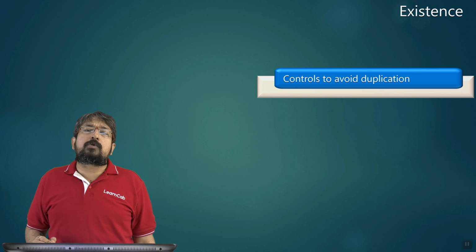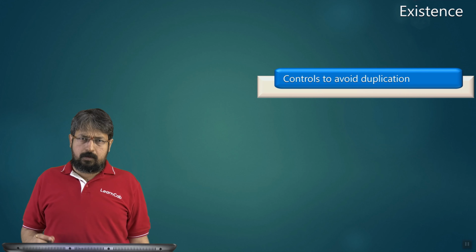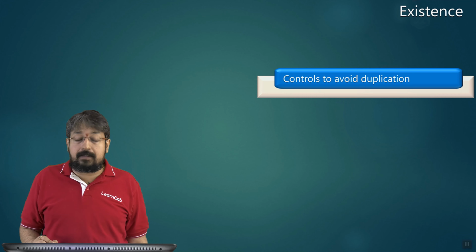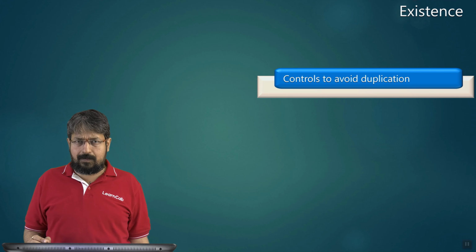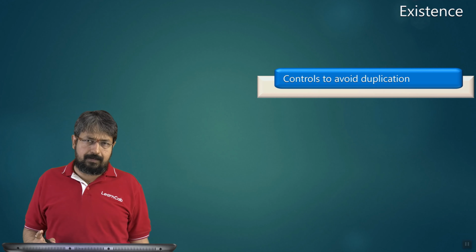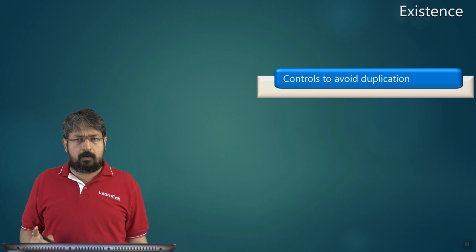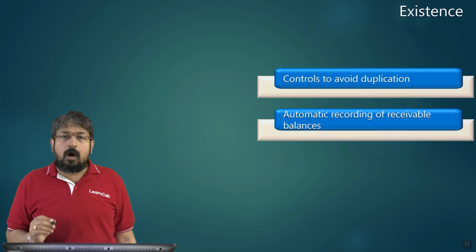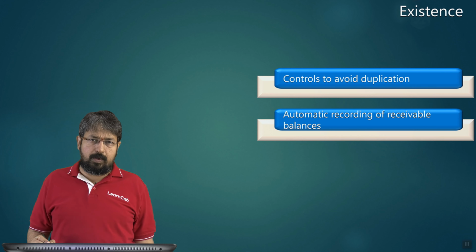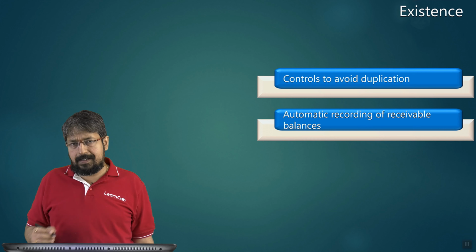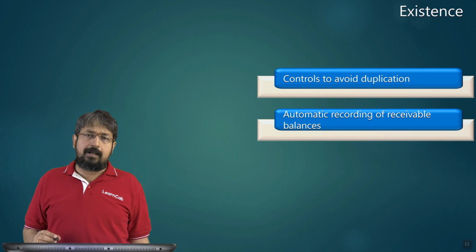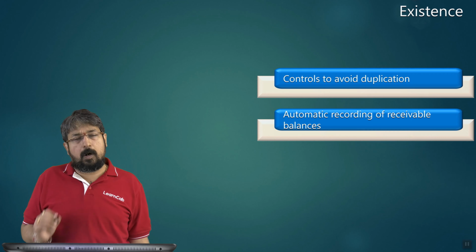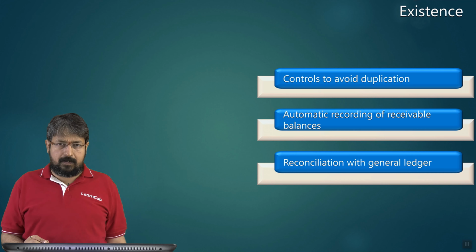First of all, there should be proper controls to avoid any kind of duplication. Ensure that the bill is not recorded more than once. You record the bill only once. So avoid any kind of duplication. Further, automatic recording of the receivable balances. Once the entry is made in the system, ensure that the trade receivable or account receivable account is properly updated on a regular basis.